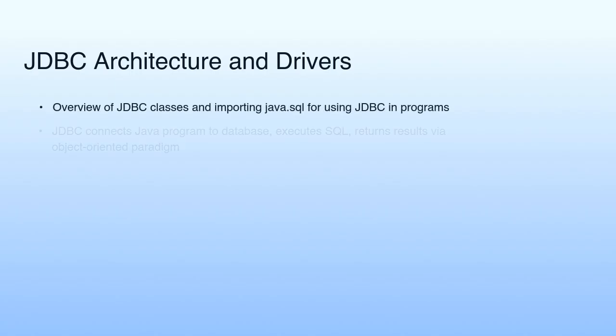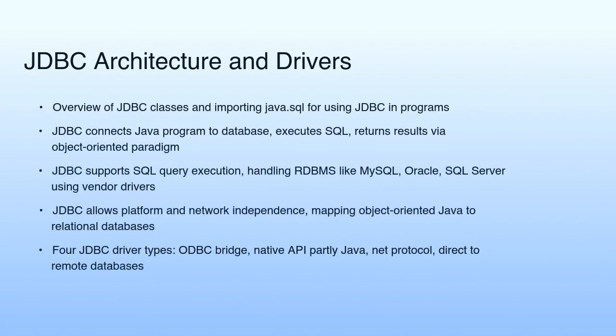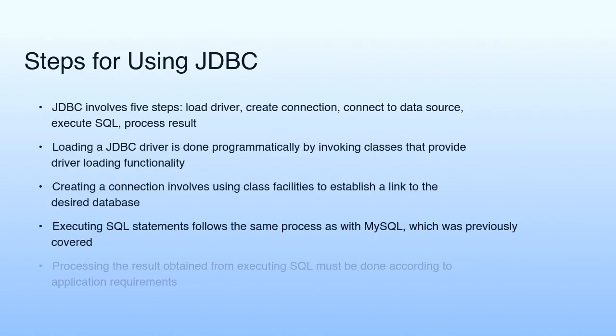JDBC follows an object-oriented paradigm, with key classes like DriverManager, Driver, and Connection defined in the java.sql package to facilitate this database connectivity from Java programs. The JDBC architecture supports platform and network independence, mapping Java's object-oriented approach to relational databases like MySQL, Oracle, and SQL Server through the use of vendor-specific drivers.